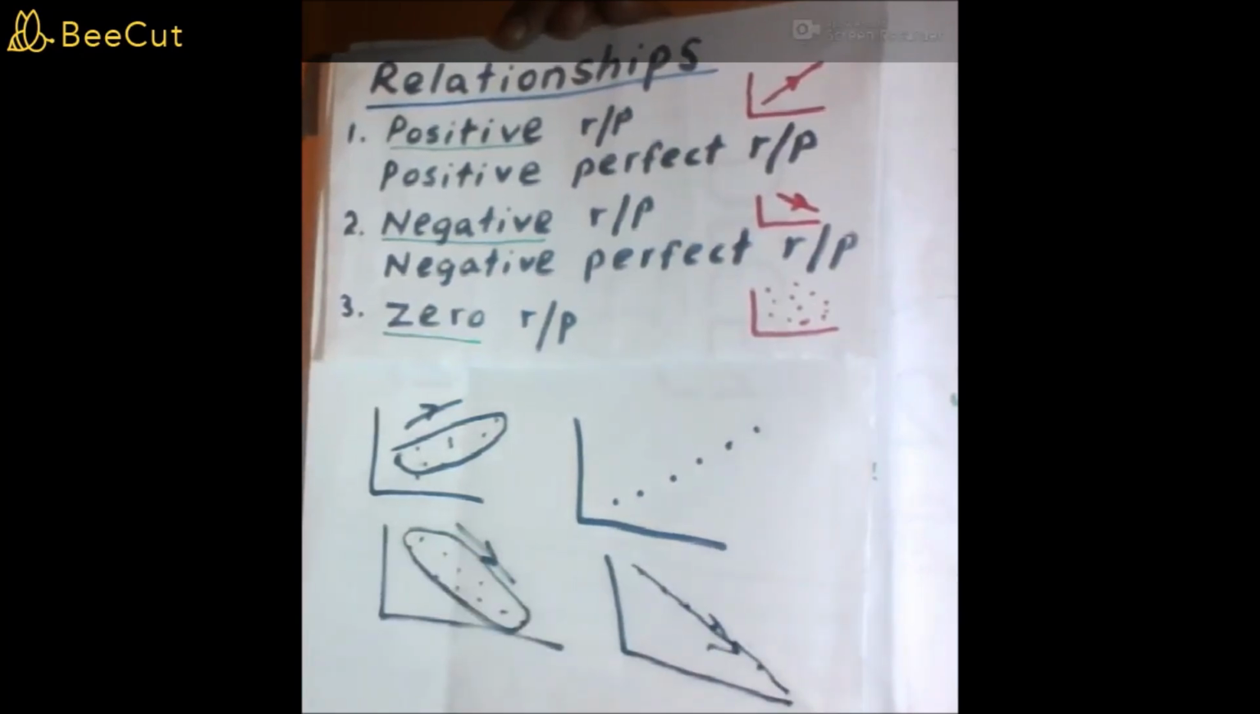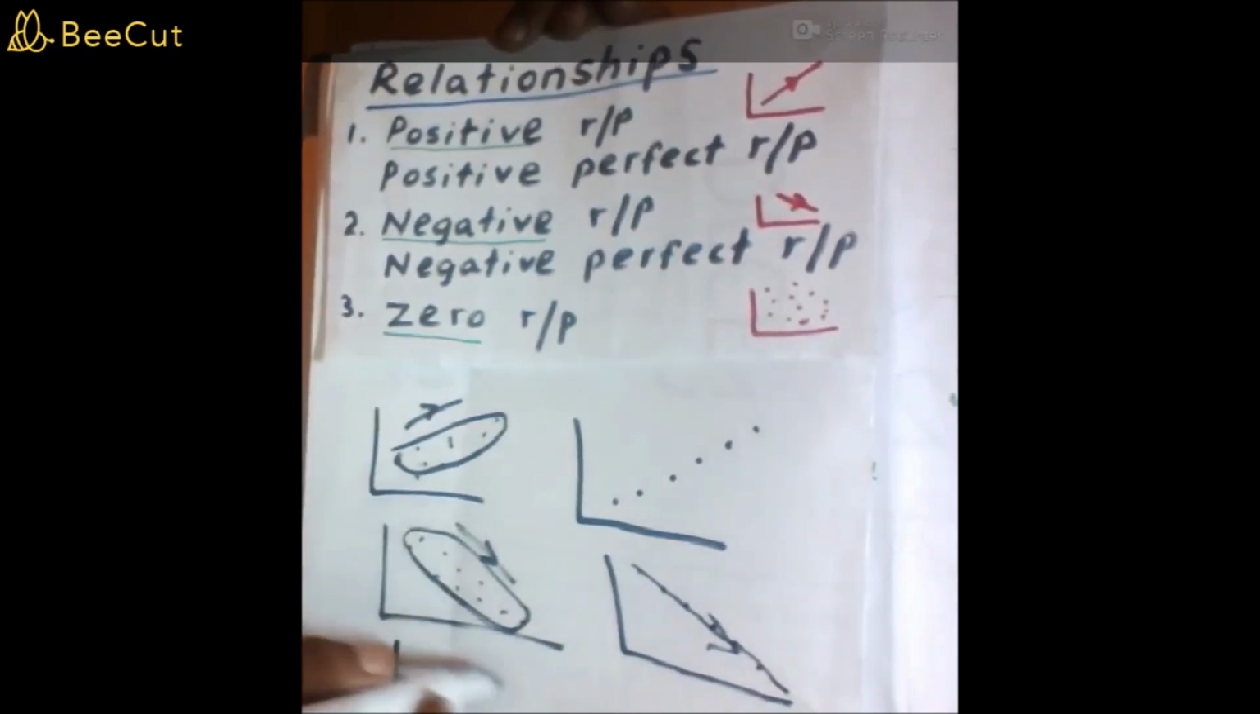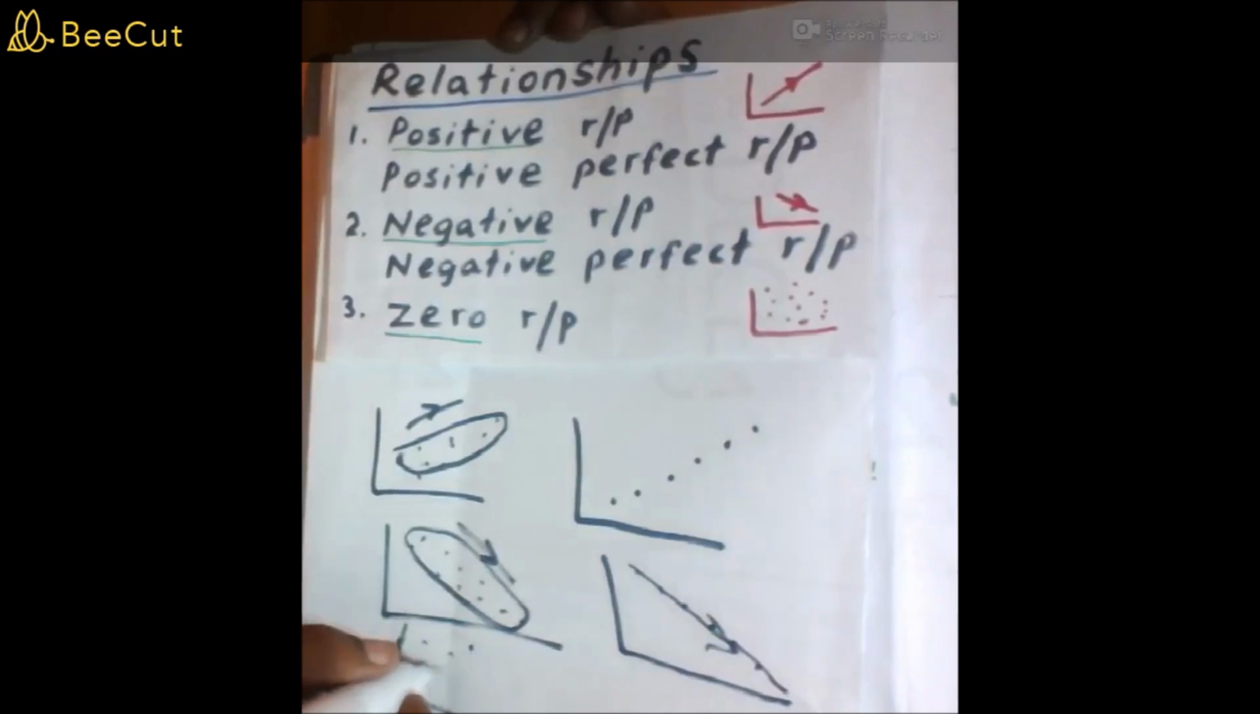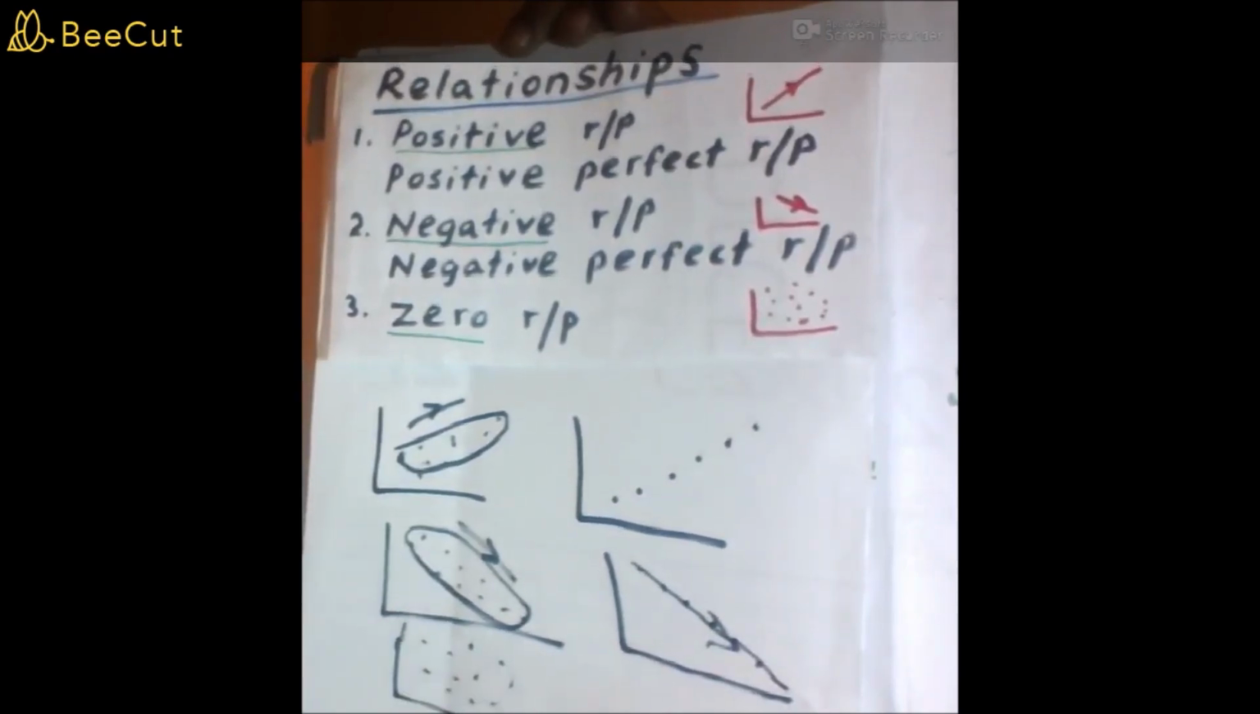Then zero relationship means there's no definite relationship. Here dots are everywhere. No definite relationship. We can't find whether the direction is this way or this way, right? So we call it zero relationship.